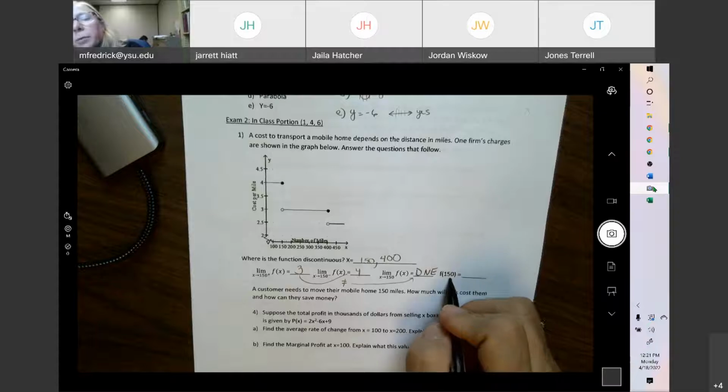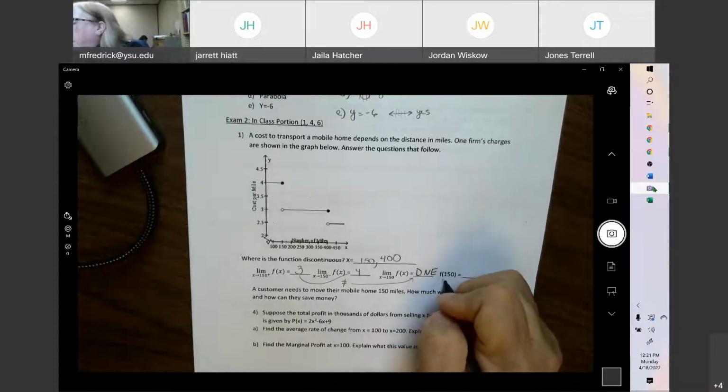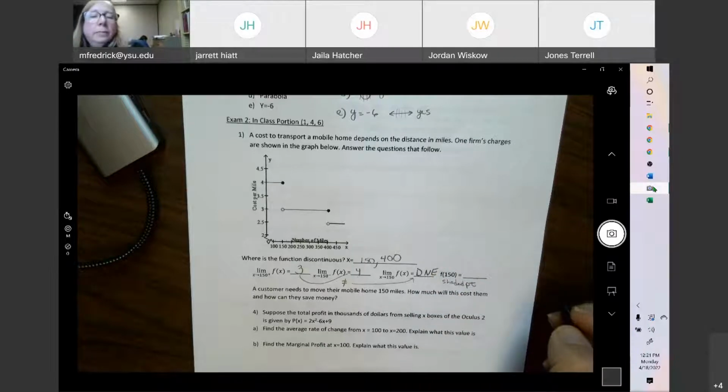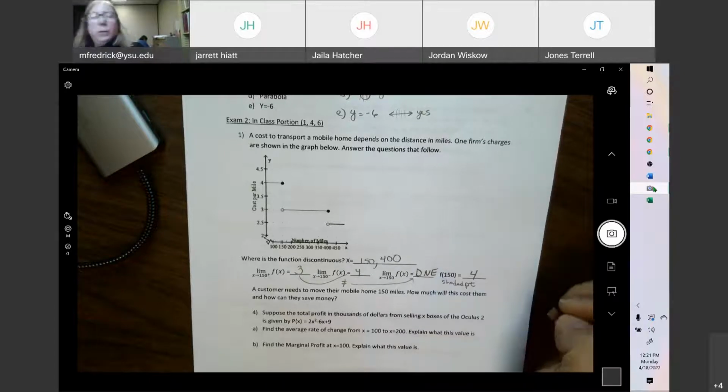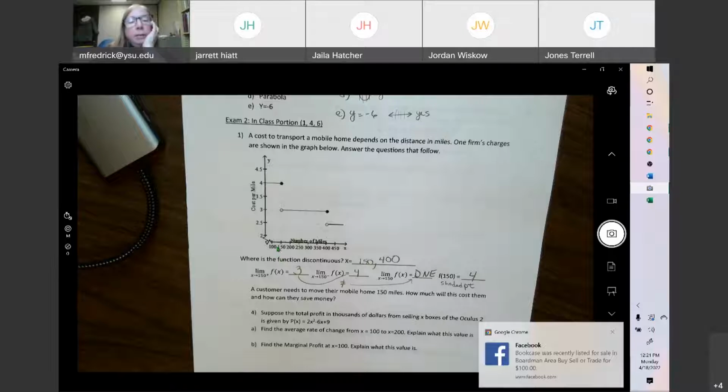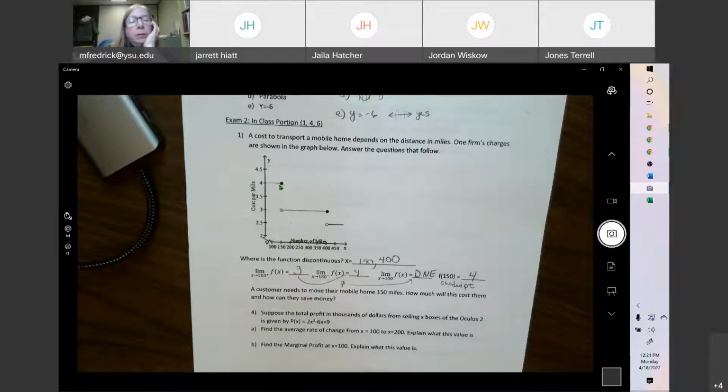This one is the shaded in point. So what is f of 150? Anyone? 4. Our shaded in point at 150 is right here at 4. Any questions on that?